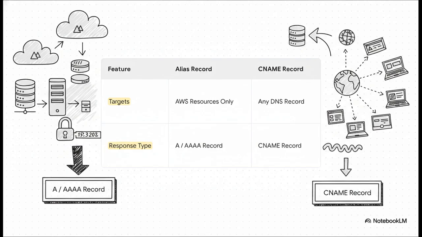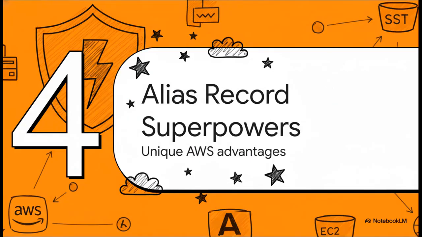Also, notice the response type. The client never even knows an alias record was involved. To the outside world, it just looks like a standard A or AAAA record, a direct IP address. All the magic is hidden. So, we know they solved the Zone Apex problem, but alias records have some other tricks up their sleeve.